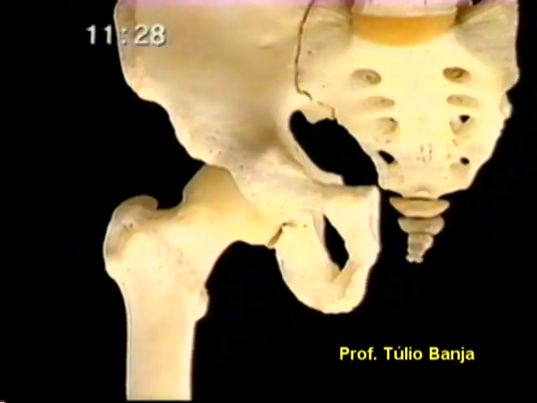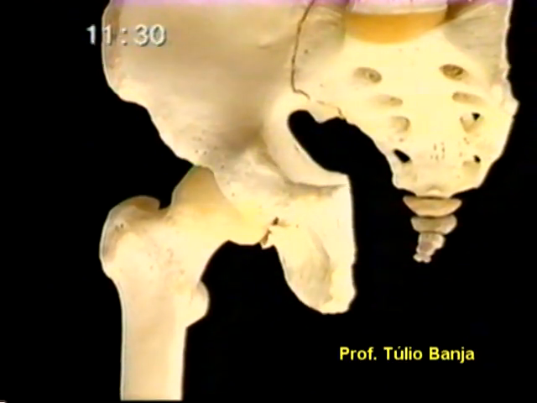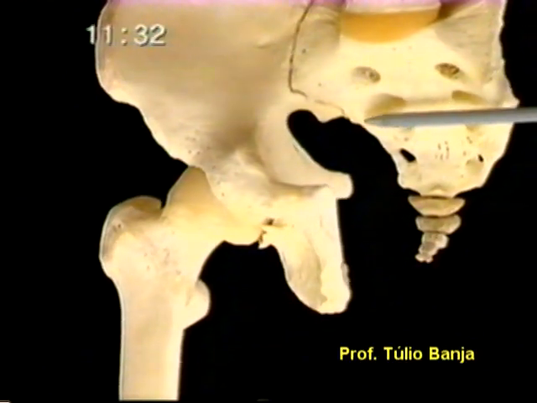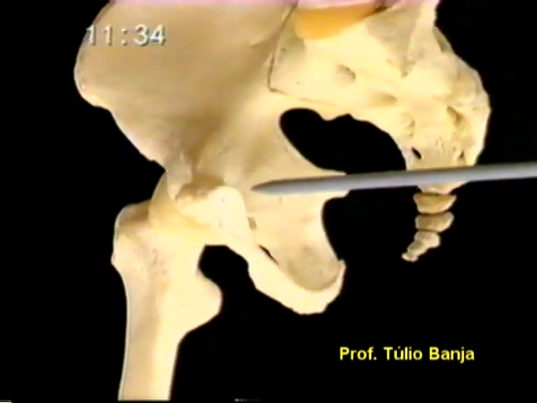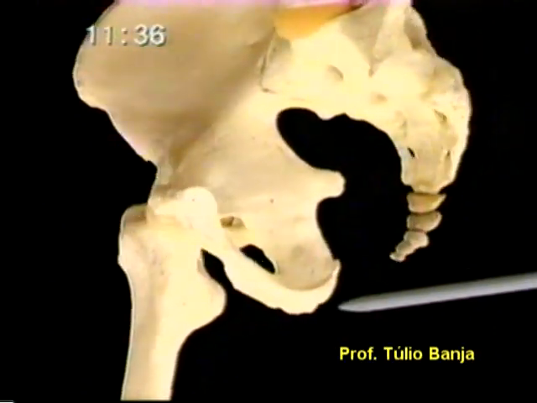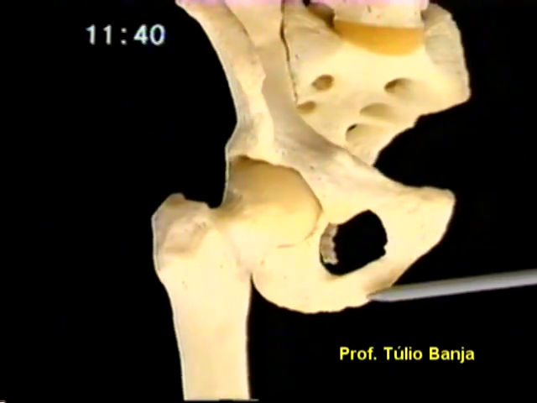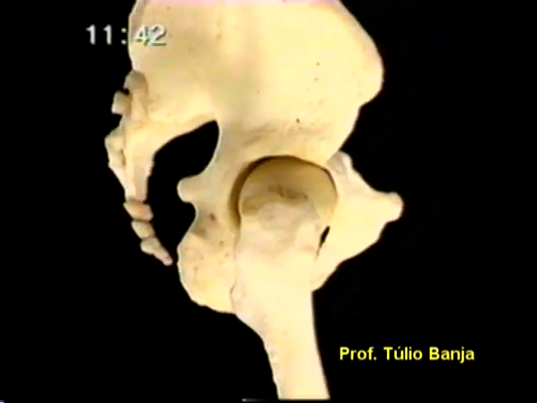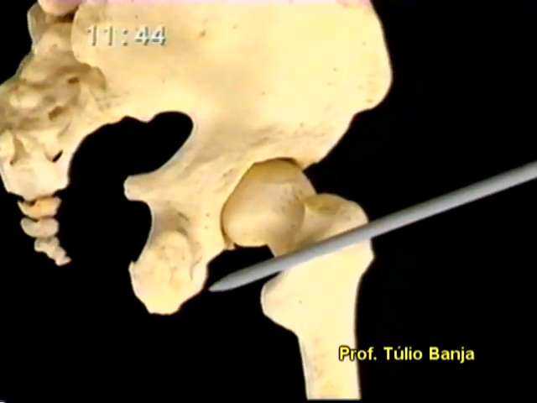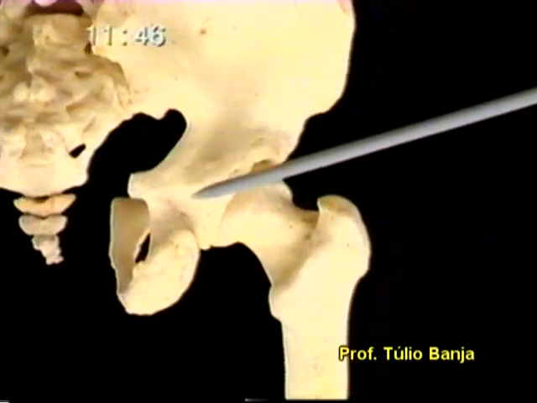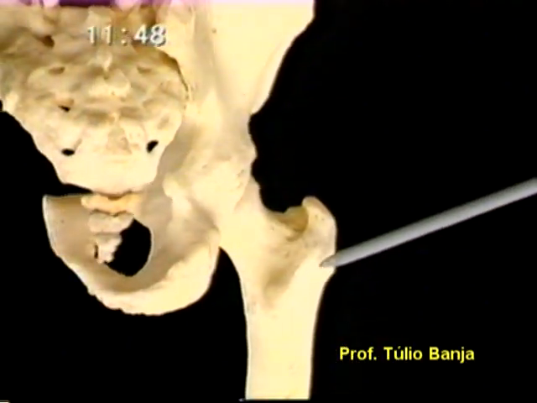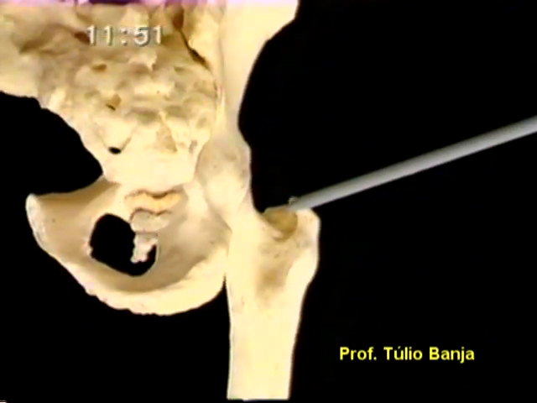The short rotator muscles arise from 4 different bony surfaces: the inner surface of the sacrum, both the inner surface and the outer surface of the area around the obturator foramen, and from the outer surface of the ischium. They all converge on this small area on the back of the femur, just medial to the greater trochanter.